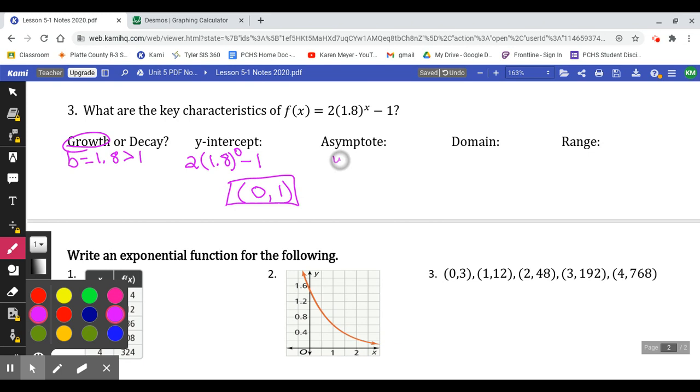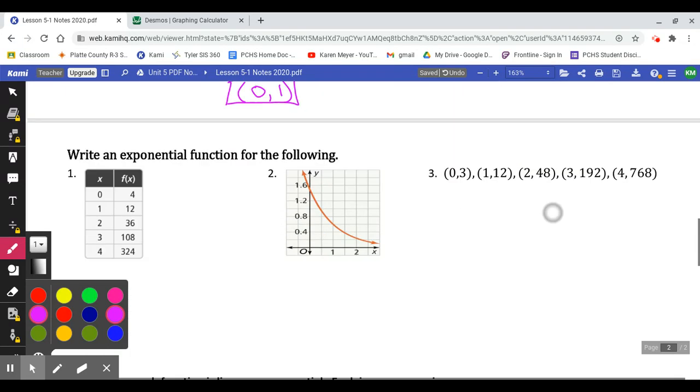Asymptote. Asymptote is always y equals C number, and my C number is -1. Domain is everything, all real numbers. And range, y is greater than my asymptote number, which is -1. Done.